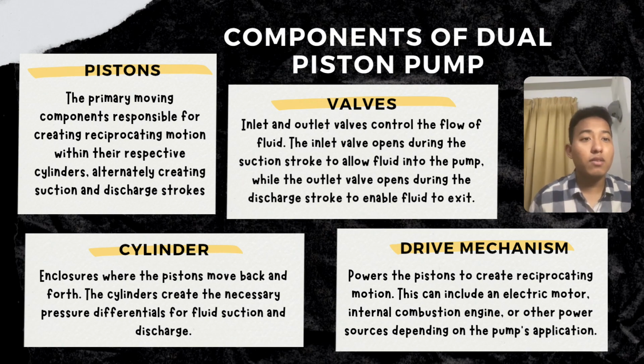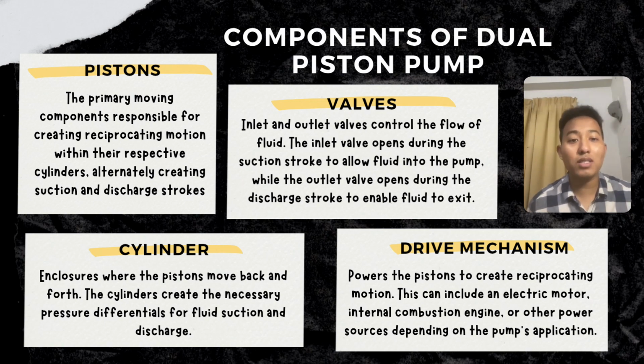The next component is valves. Inlet and outlet valves control the flow of fluid. The inlet valve opens during the suction stroke to allow fluid into the pump, while the outlet valve opens during the discharge stroke to enable fluid to exit. The third one is cylinders, enclosures where the pistons move back and forth. The cylinders create the necessary pressure differential for fluid suction and discharge.